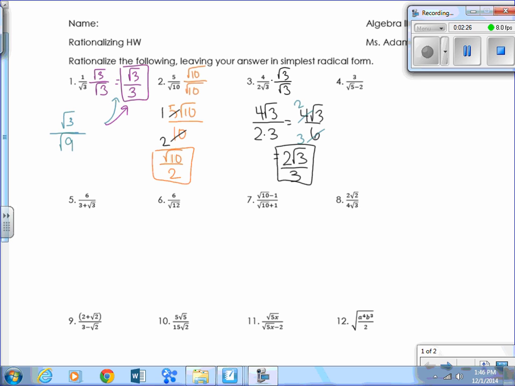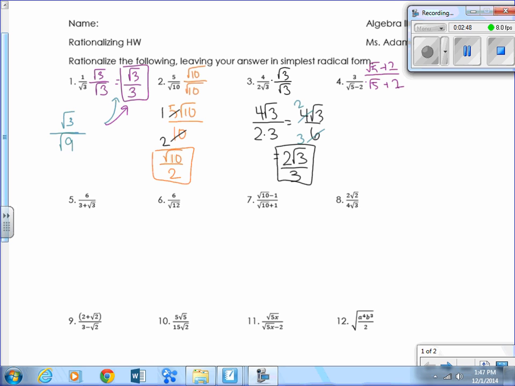So for number 4, it's a little more difficult because now we have a binomial in our denominator. So here we have to multiply by the conjugate, so you change the operation in the middle. So the conjugate of my denominator is going to be the square root of 5 plus 2. And we're still going to do that top and bottom. And now we've got some distributing and some FOILing.